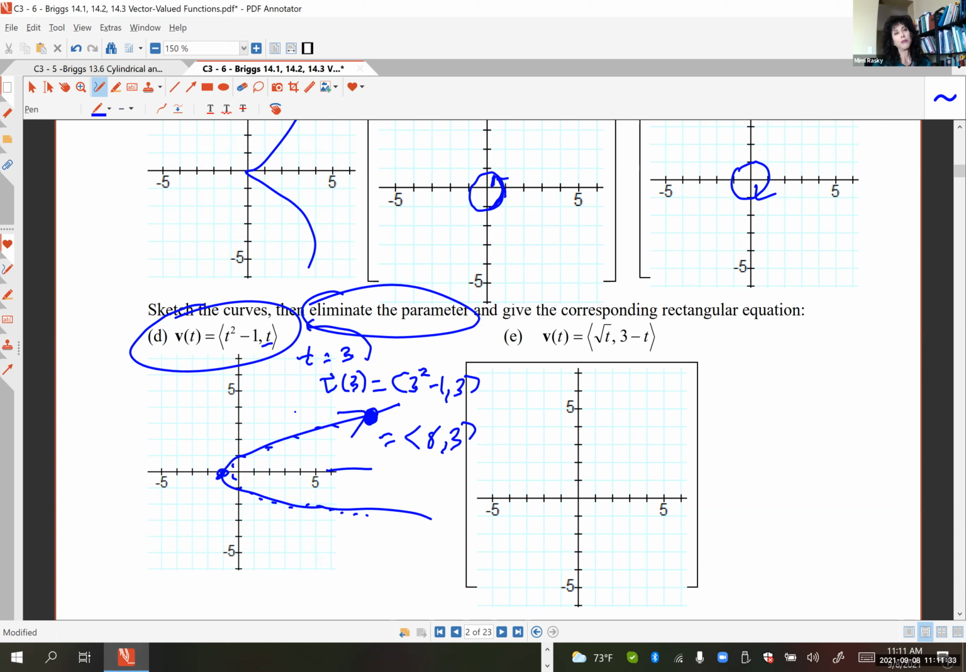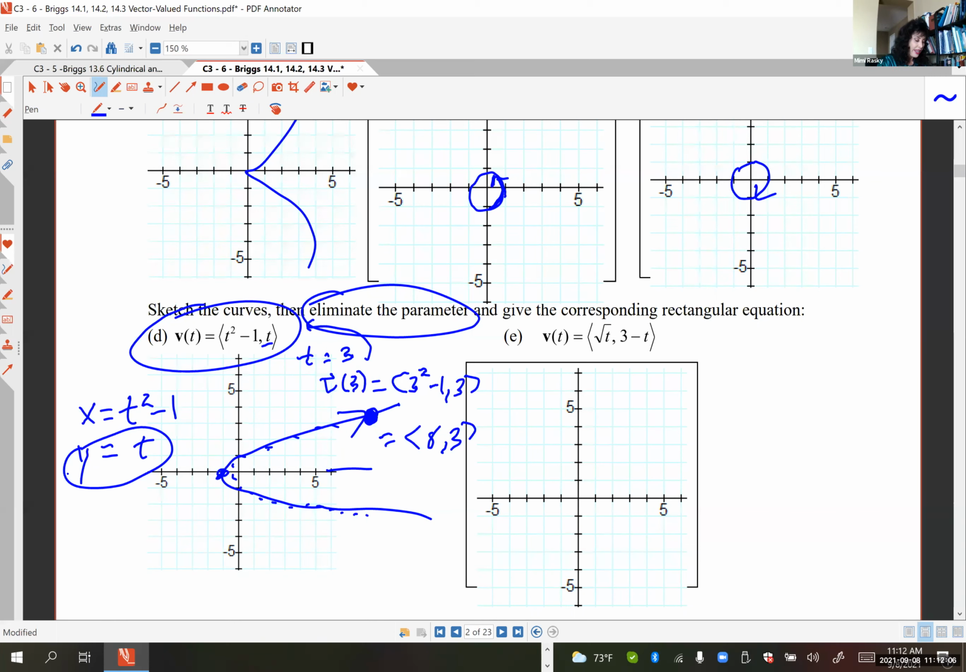Now, what about eliminating the parameter? This problem is ridiculously easy, but I want to start with something easy. So you first write out your vector valued function's components separately. So you've got the x component is t squared minus 1 and the y component is t. And then you look at both of those and you go, which one of those equations is easiest to solve for t? And it turns out the second one, because it already is solved for t. Ha ha ha. t is equal to y.